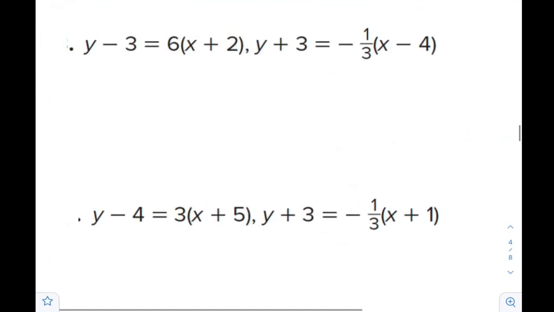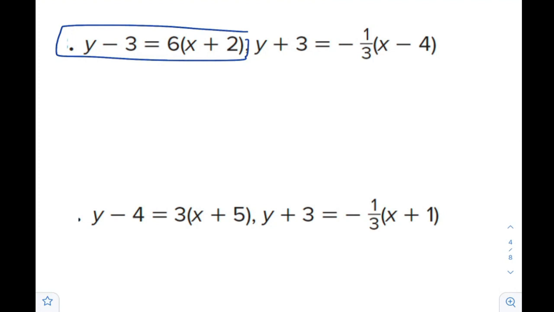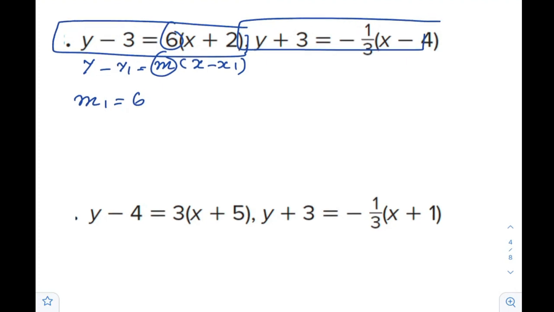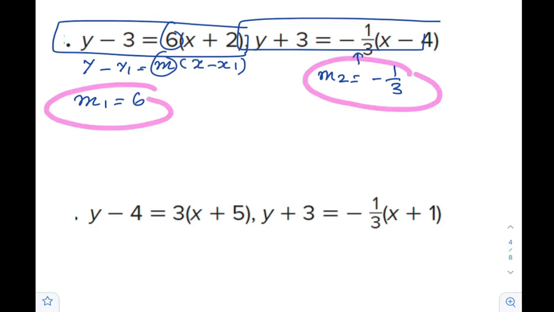Let's see this one. This equation is written in point-slope form, which is y minus y1 equals m times x minus x1. So directly, if you compare, your slope here is 6. Now, for this equation, same thing. This is your slope, m2 is -1/3. Comparing the slopes here, they are neither negative reciprocals of each other nor equal.